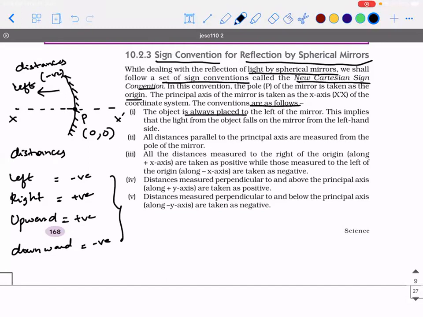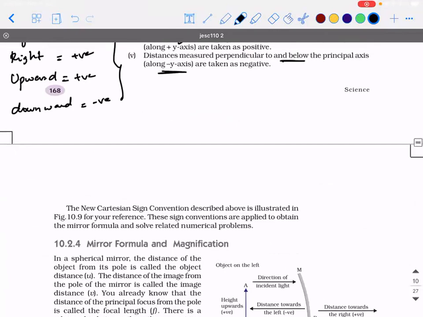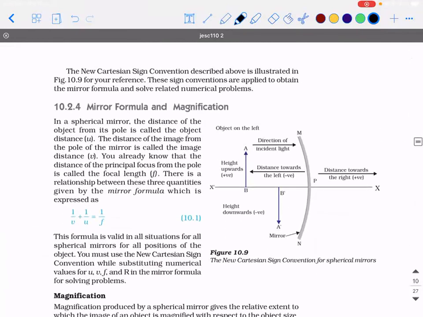Generally the object is always placed to the left of the mirror. This implies that the light from the object falls on the mirror from the left-hand side. So all the distances parallel to the principal axis are measured from the pole of the mirror, nothing but the origin. All the distances measured to the right of the origin are taken to be positive, while those measured to the left of the origin are taken as negative. Similarly, distances measured perpendicular to and above the principal axis are taken as positive, and distances measured perpendicular to and below the principal axis are taken as negative. So I hope you guys understood this, right?